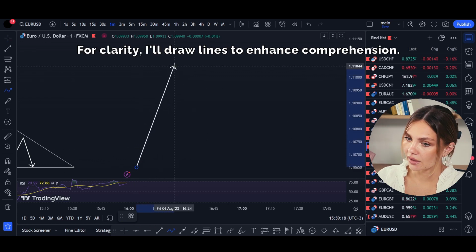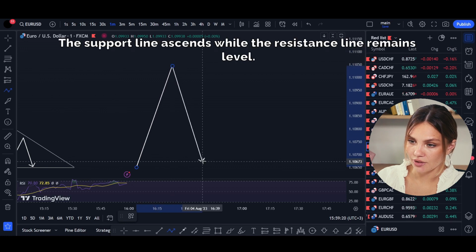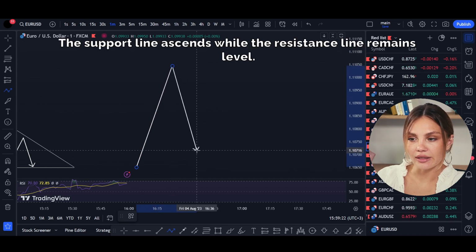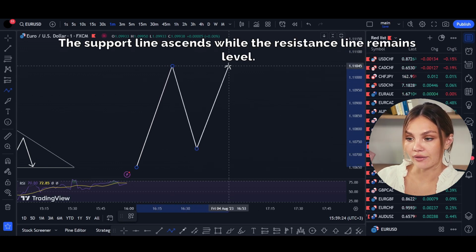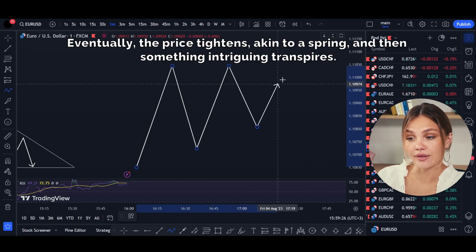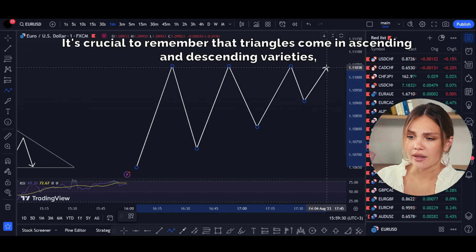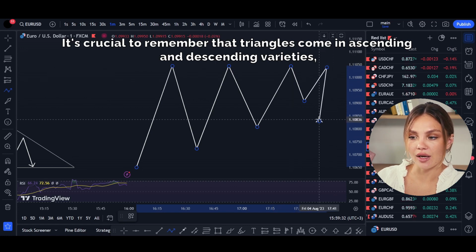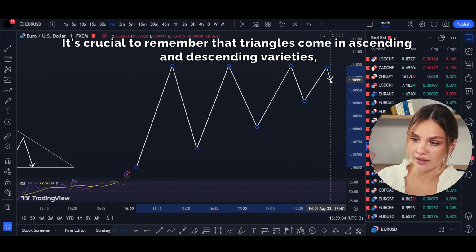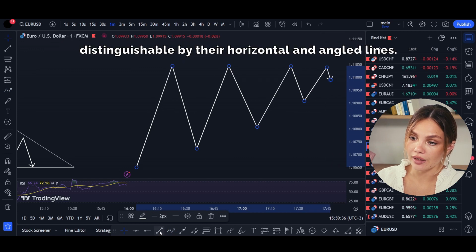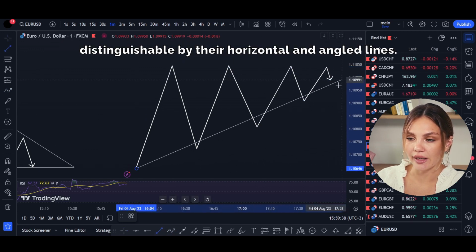For clarity, I'll draw lines to enhance comprehension. The support line ascends while the resistance line remains level. Eventually, the price tightens, akin to a spring, and then something intriguing transpires. It's crucial to remember that triangles come in ascending and descending varieties, distinguishable by their horizontal and angled lines.